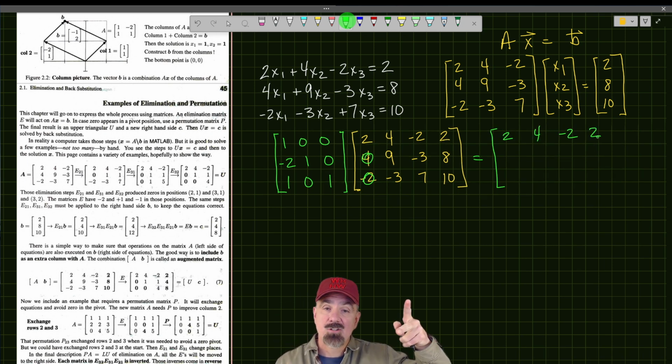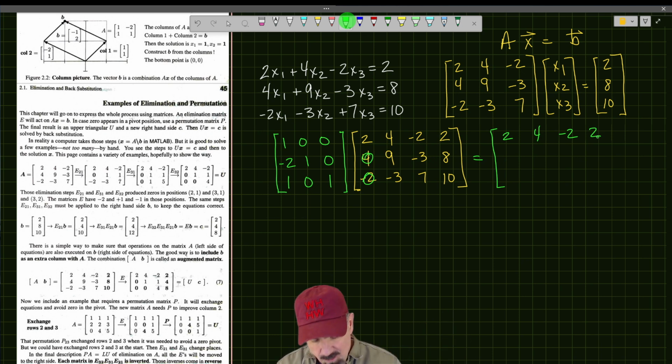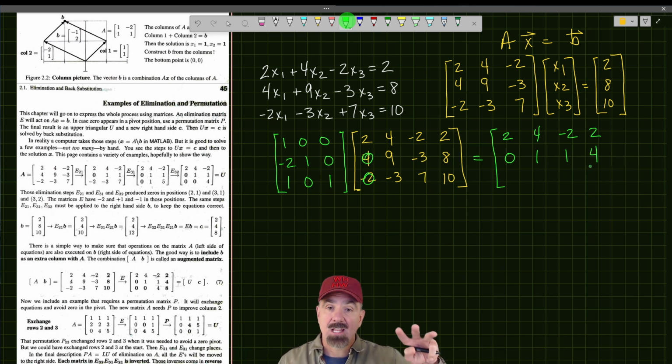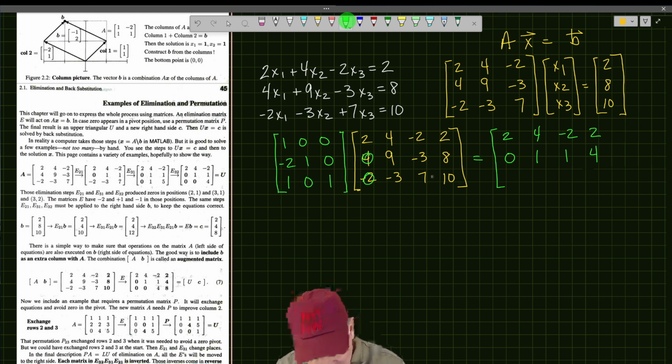Then we're going to take negative 2 times that top row and add it to the second row. That's going to give us the 0 we want. And then a negative 8 plus 9, and a 4 plus negative 3, and then a negative 4 plus 8. And then for the last row, we're going to take one copy of the top row and add it to one copy of the bottom row, which again gives us the 0. That's the whole reason that we chose the elimination matrix.